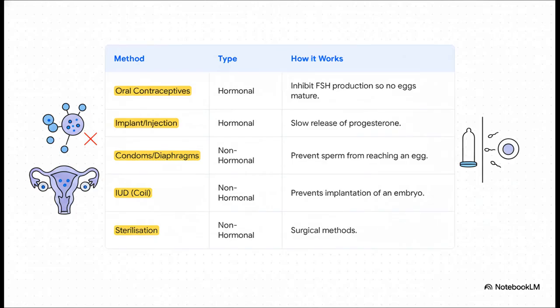First up, contraception. Hormonal methods like the contraceptive pill or an implant basically trick the body. They use hormones to stop FSH from being released. And if there's no FSH, well, no egg gets matured. Simple as that. This is totally different from non-hormonal methods, like condoms. They're just a physical barrier. They literally block the sperm from getting anywhere near the egg.